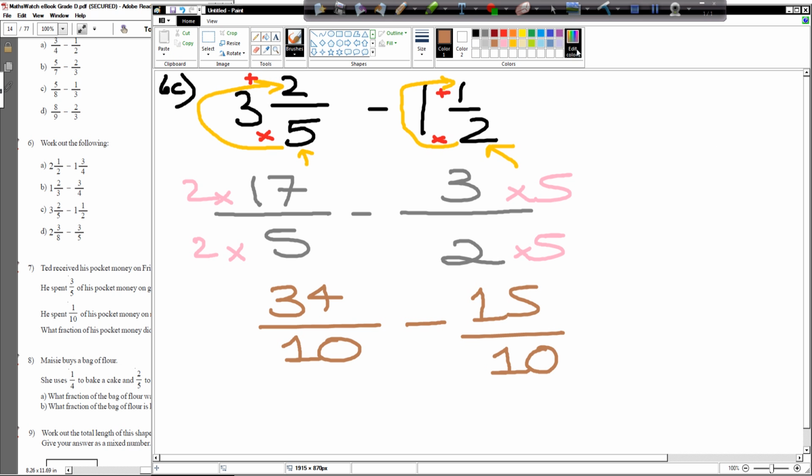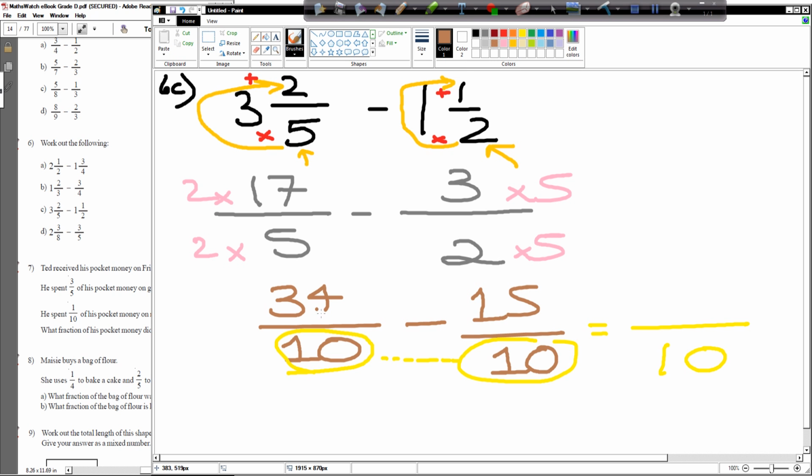Now, are the bottom numbers the same? These numbers are the same? They are the same. Good. If they are the same, then in our answer, that number gets transferred across to our answer. Now, what do we do with the top numbers? We minus the top numbers.